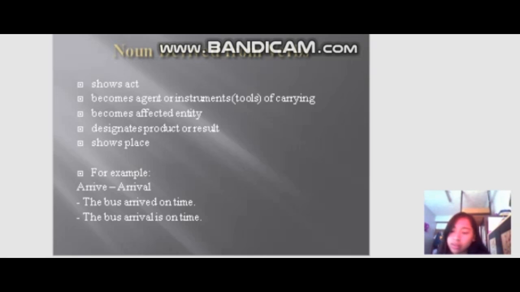Arrive as a verb and arrival as a noun. Let's see the sentence. The bus arrived on time. The bus arrival is on time. So the verb refers to physical action, while the derived noun refers to the act of the verb.